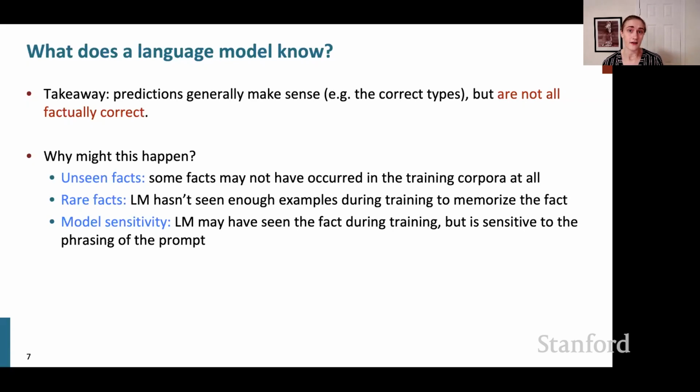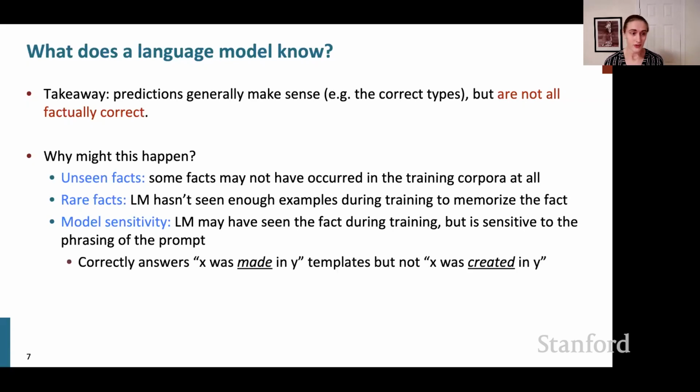And the last issue is a little more subtle, which is that a model might just be very sensitive to the phrasing of the fill-in-the-blank statement. For example, you might have statements like "X was created in blank" that the model can't predict correctly, but if you change it to "X was made in blank," suddenly it can predict it correctly. And we'll come back to this in how to actually evaluate the knowledge in these language models.